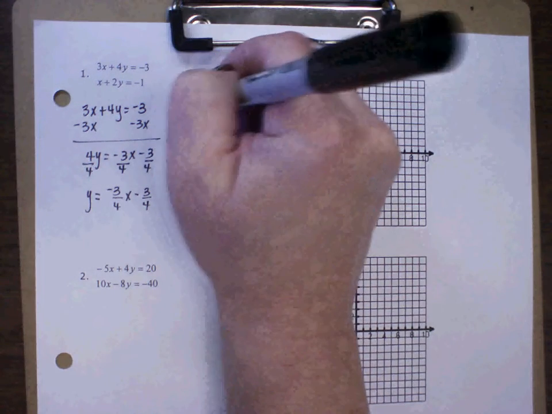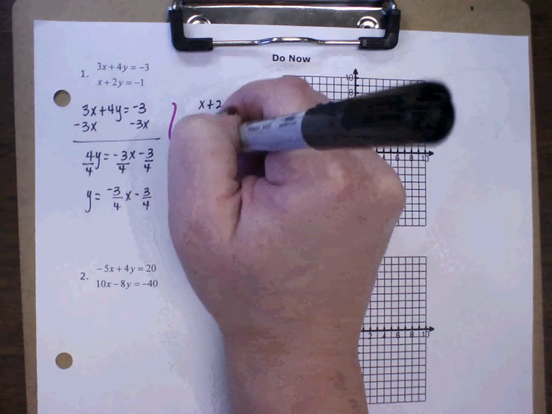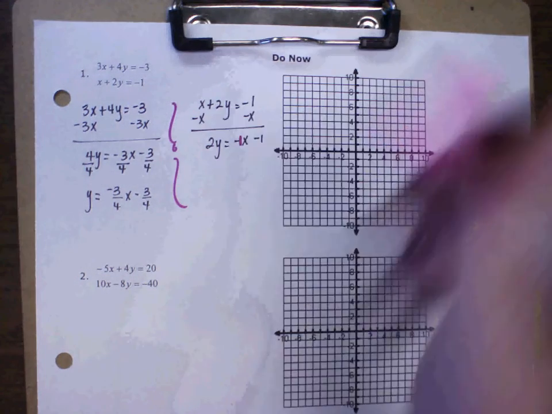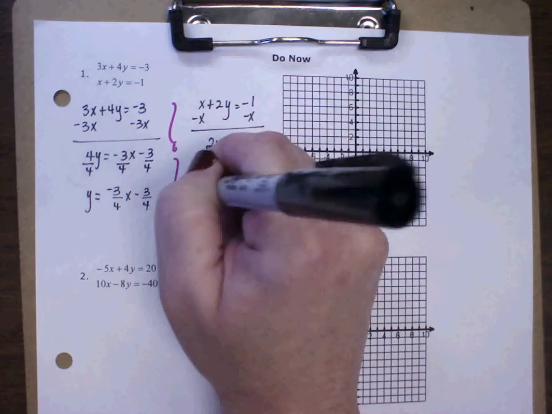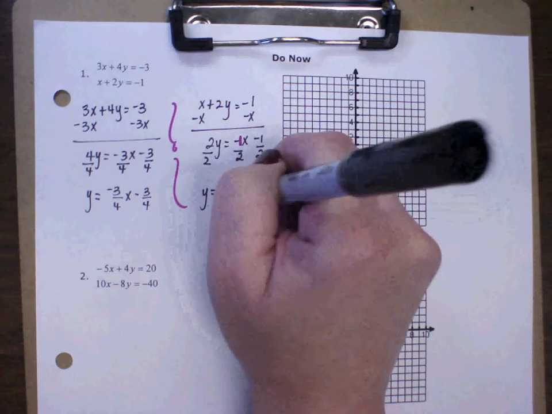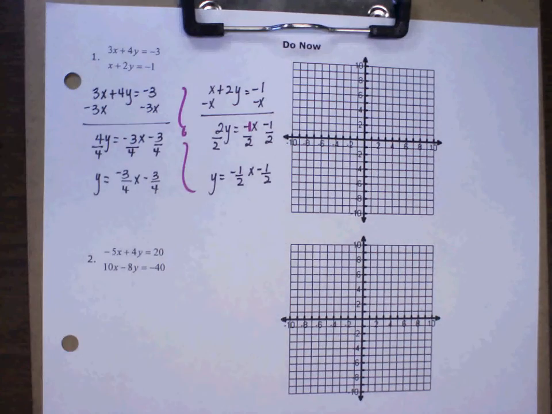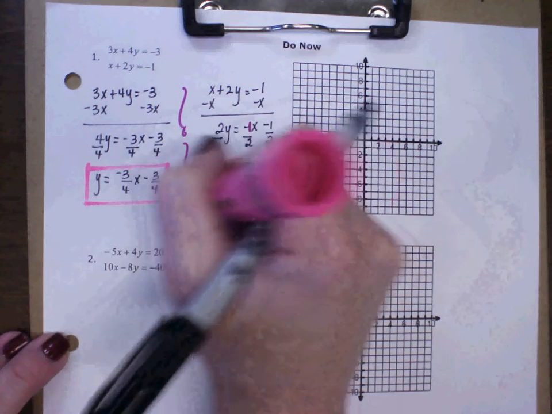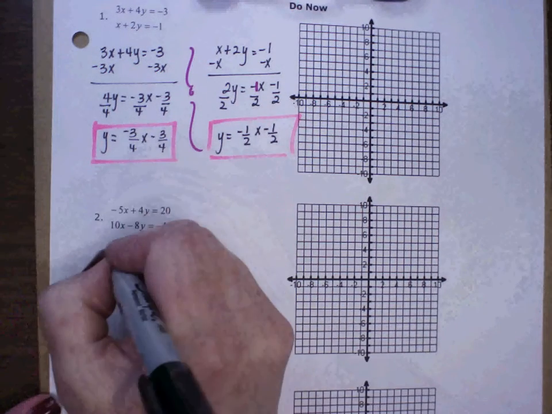All right, so this one, x plus 2y equals negative 1 minus x. So 2y equals negative x minus 1. There's an invisible 1 right there. And I have to divide by 2. So y equals negative 1/2 x minus 1/2. We're going to find the equations in a second. That's my linear equation. I'm not going to graph them. All right, let's see the next one.